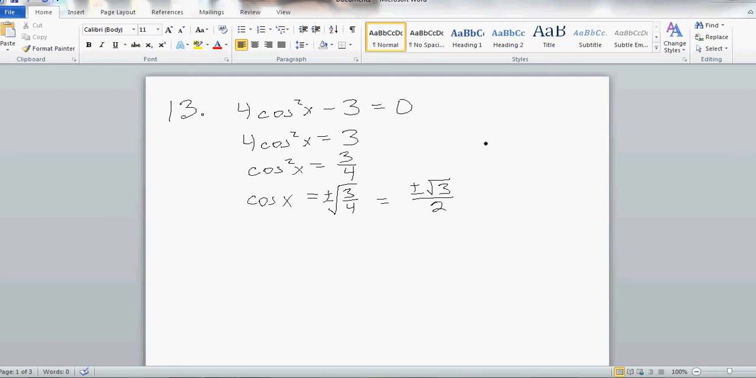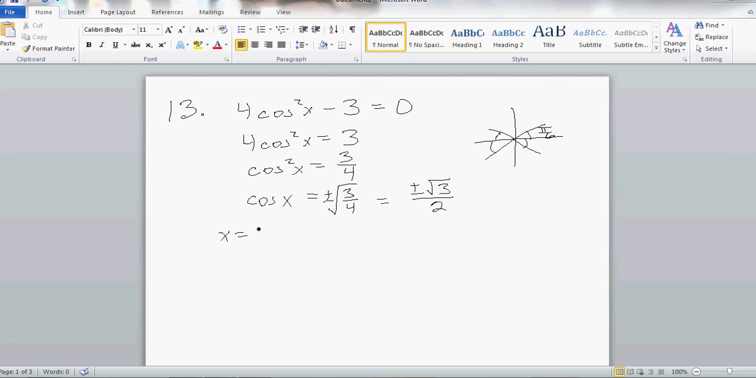over 2. Now, cosine will occur 4 different places because we have both the positive and the negative, but the reference angles will be the same once we find one of them. So where does the cosine of x equal root 3 over 2? That's at pi over 6. And so each and every one of these reference angles will be pi over 6, but that's not what we're going to name them. We are going to actually determine the real names of them.